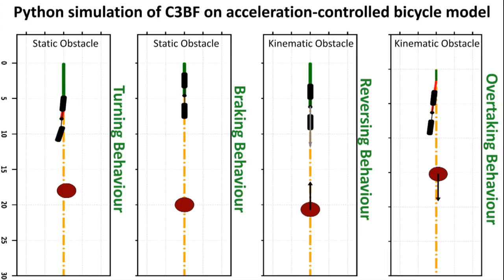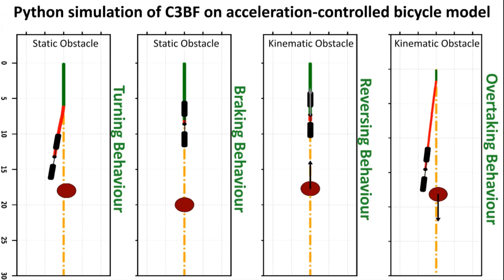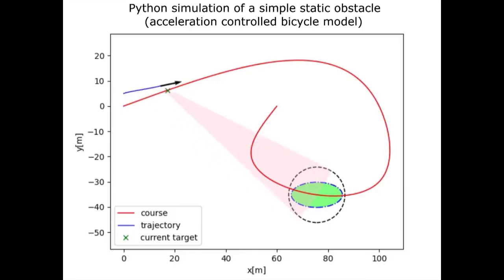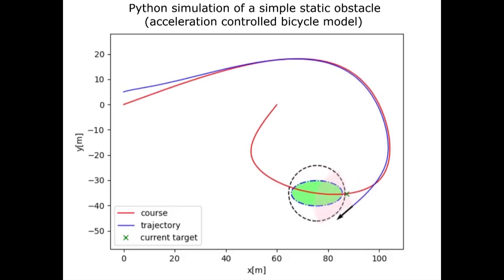For the acceleration-controlled bicycle model, Python simulations were first performed without reference control in different scenarios. And then with a Stanley trajectory tracking reference controller on a spline path with an elliptical static obstacle, as shown. We can see that the agent avoids the obstacle by circumnavigating.